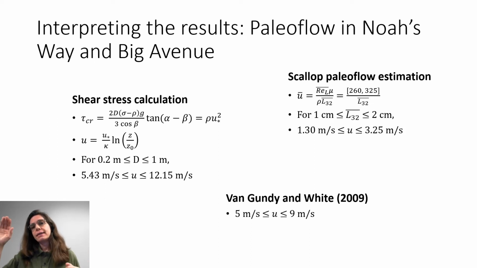Then we looked at the scallops on the bedrock walls surrounding Mount Ararat. These range from about 1 centimeter to 2 centimeters in length, which according to Bloomberg and Curl's equations gives us an estimated paleoflow velocity of about 1 to 3 meters per second. This range of paleoflow estimates correlates well with Jim Van Gundy and Will White's estimates for flow velocities associated with a major flooding event in Mystic Cave in West Virginia, which they had at 5 to 9 meters per second.